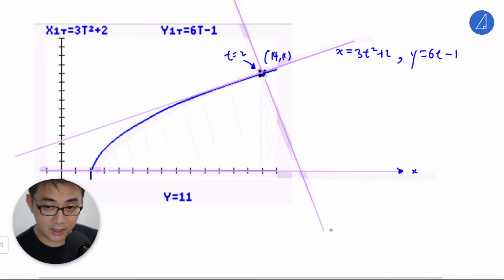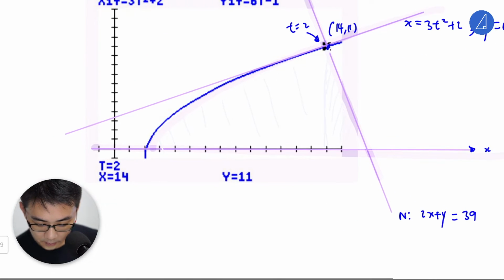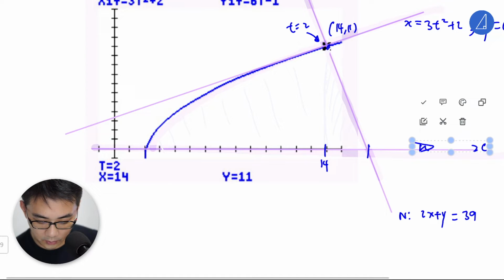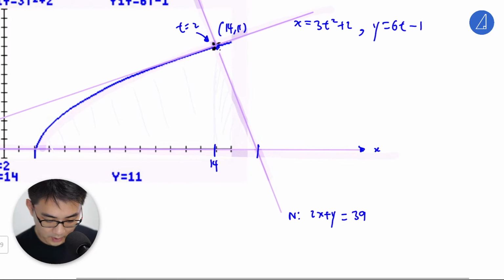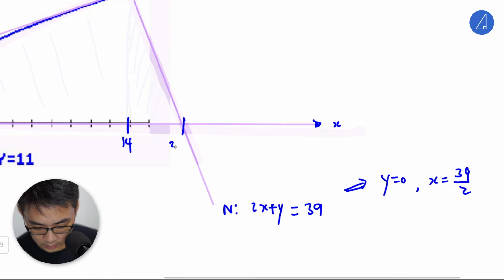We already found this line here. This is line N, where the equation is 2x plus y equals 39. So this is 14. To find this shouldn't be too big of a problem. What we need is when y is 0, x is just 39 over 2. So this is 39 over 2.